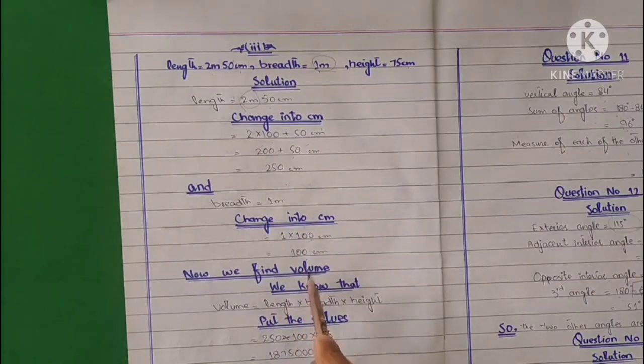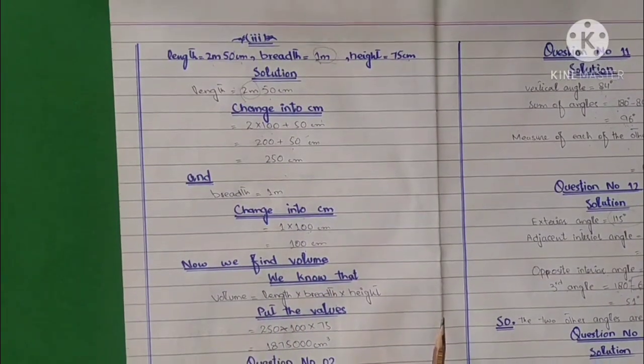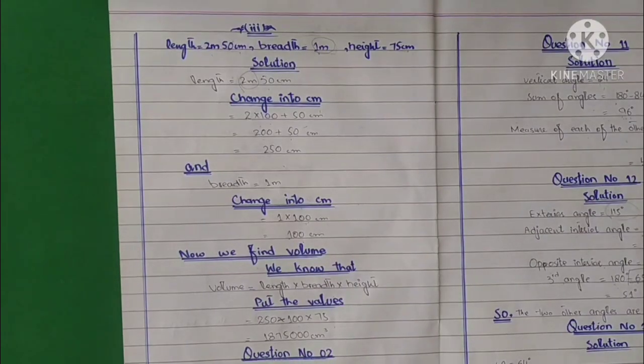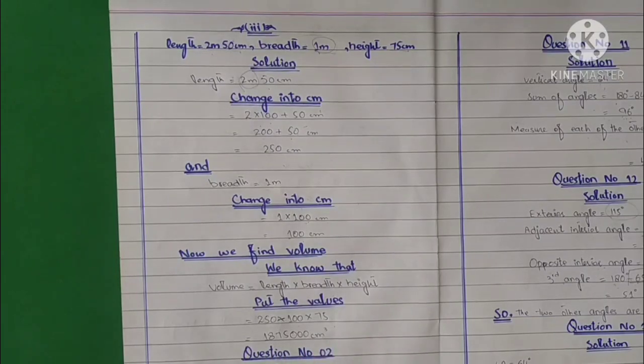Now we find volume. We know that length multiplied by breadth multiplied by height is the formula to find the volume. So dear students, now we will put the value 250 multiplied by 100 multiplied by 75. After multiplying we will get 18,75,000 centimeter cube. This is the volume of this question. This is the solution of question number 1.